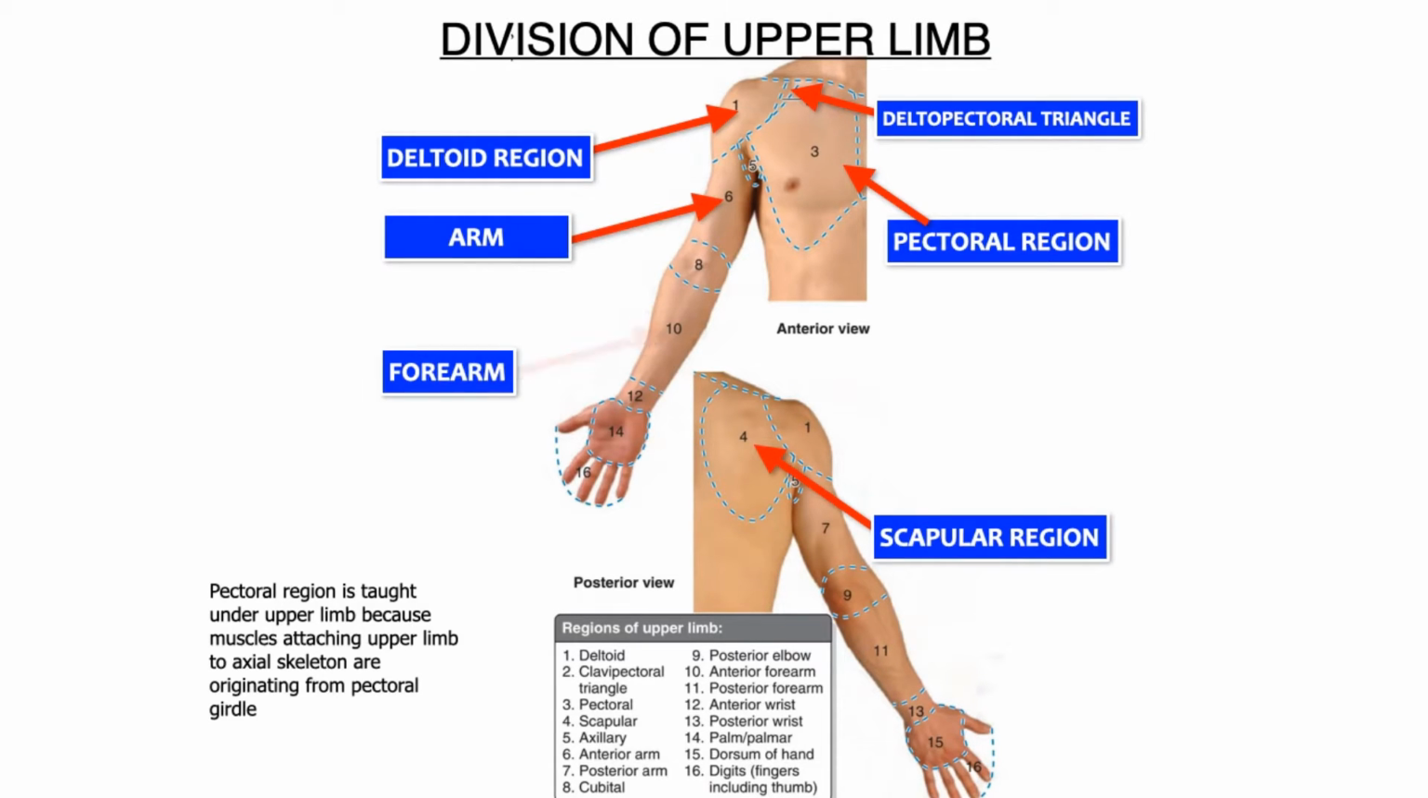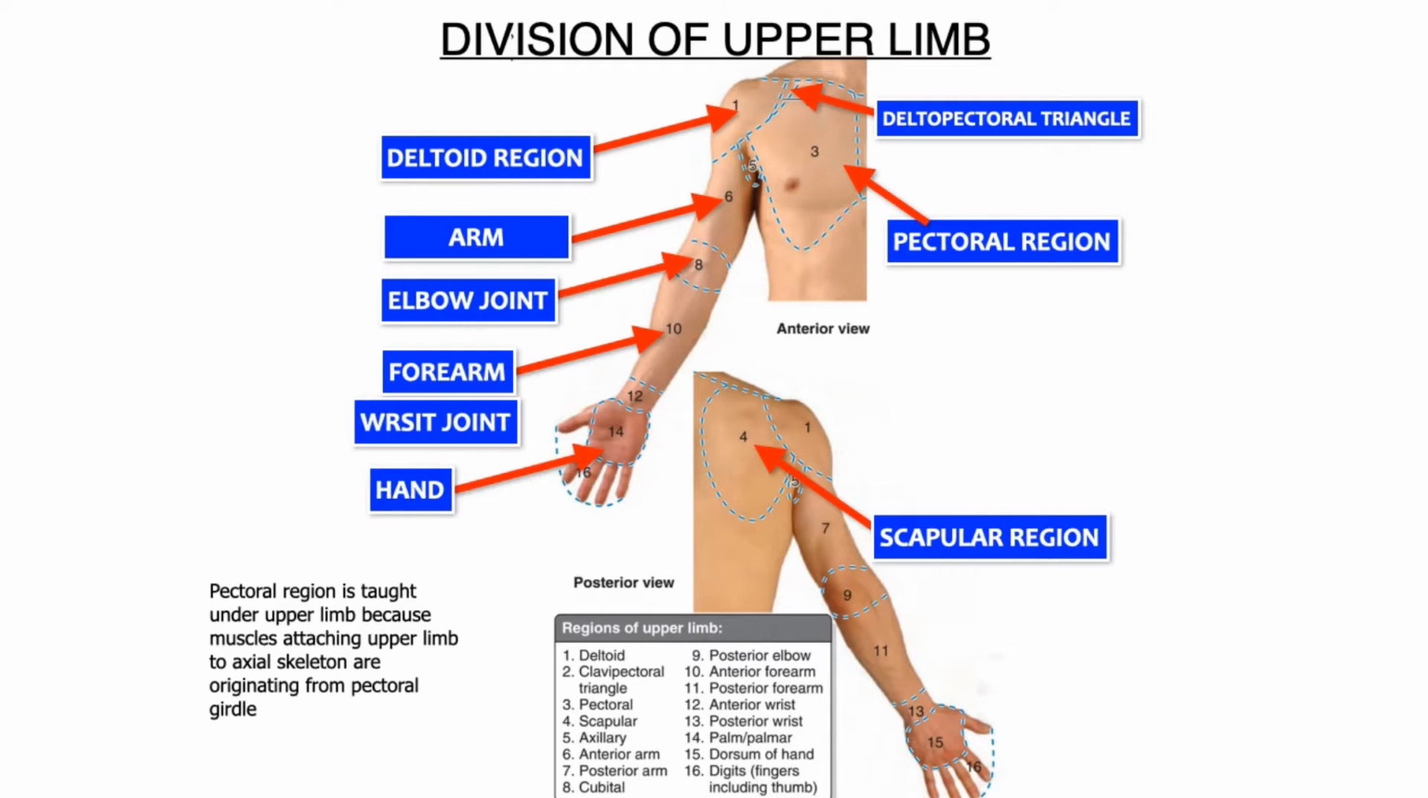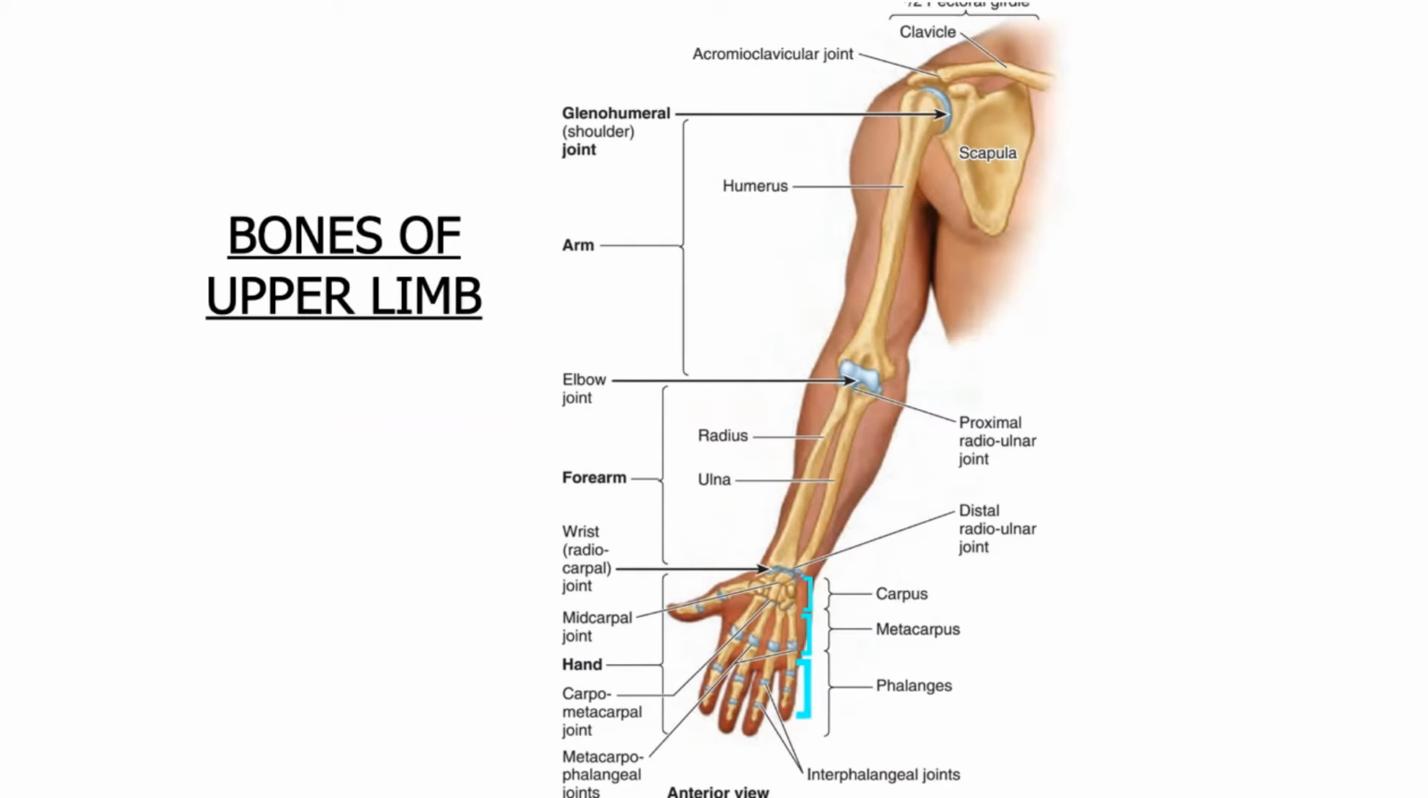This is forearm, and in between arm and forearm, the joint is called elbow joint. Then this is hand, and in between hand and proximally lying forearm, we have a joint called wrist joint. Now, this is the division of upper limb in different regions. Now let us see which all are the bones present in the upper limb.